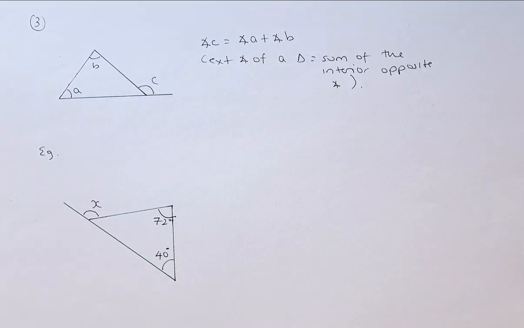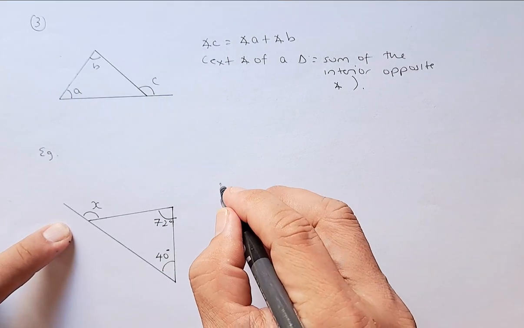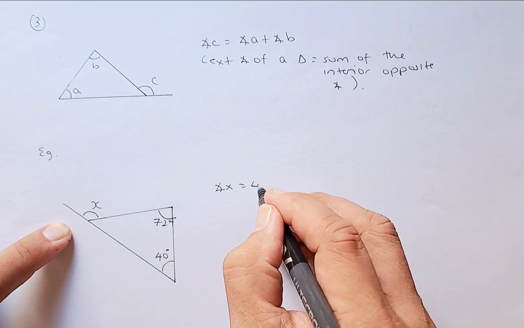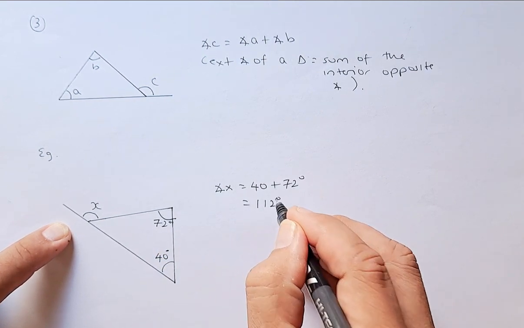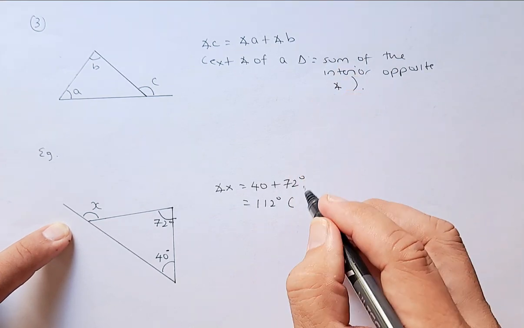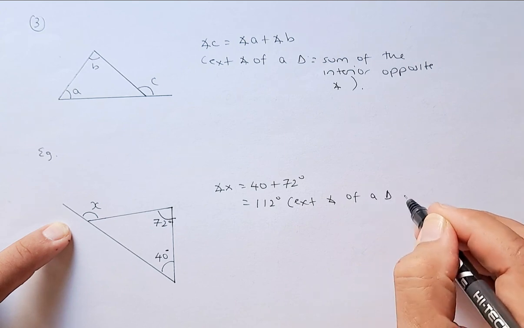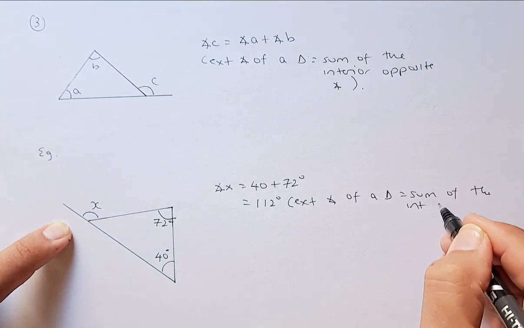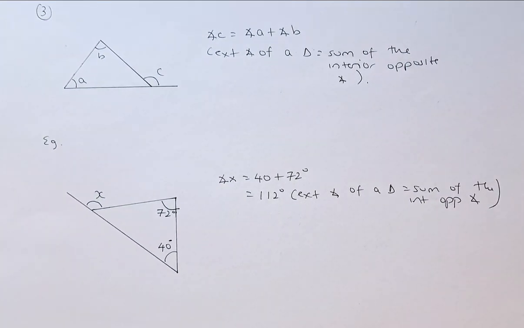Let's do the example here. For example, you have to find x. It's very simple. Angle x is equal to 40 plus 72. You get the answer straight away. It's going to be 112 degrees. And the theorem is the exterior angle of a triangle equals the sum of the interior opposite angles. So remember, you need to remember the theorem.